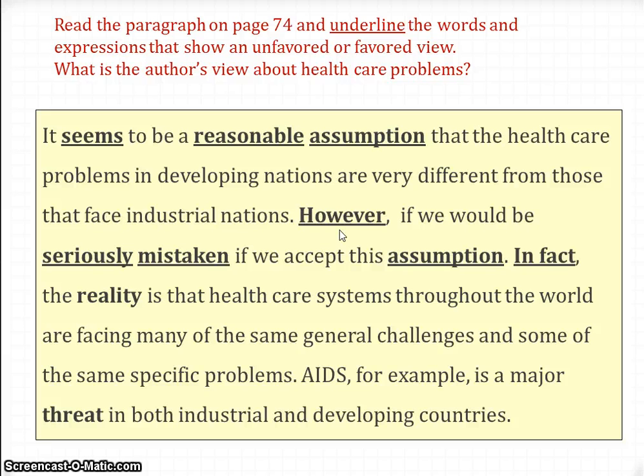So when we read, we need to pay attention. Is there opinion? What is the opinion? What opinions are being expressed? And what is the favored opinion? What opinion does the author like the best?